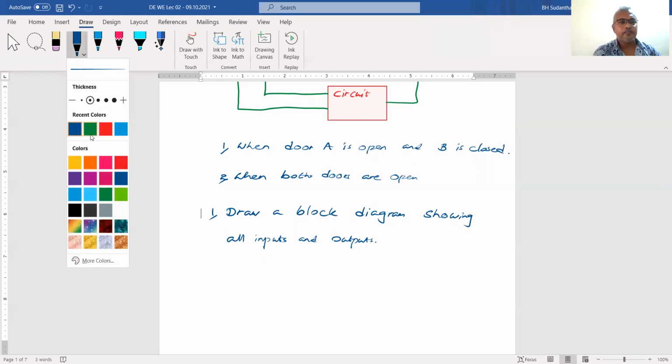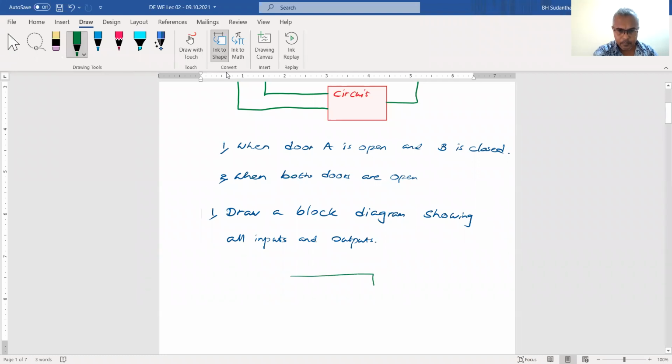Then we can draw this block diagram. This is the block diagram of the circuit we are going to make. This is input A coming from door A, and this is input B coming from door B. And here we have to produce an output. Because of this alarm, we say it's L. This is the block diagram.